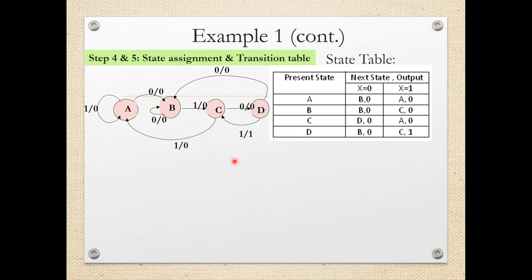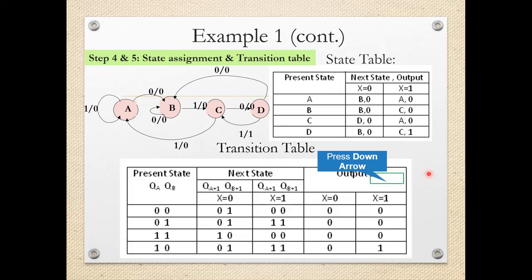So as per that, the next table to be prepared is the transition table, in which we will assign the codes for the different states. So this is the table in which the codes are assigned. For A, I have assigned the code 00, B is assigned 01, C 11 and then D 10. Generally we follow the sequence 0, 1, 2, 3, but here I have followed the sequence 0, 1, 3 and then 2.